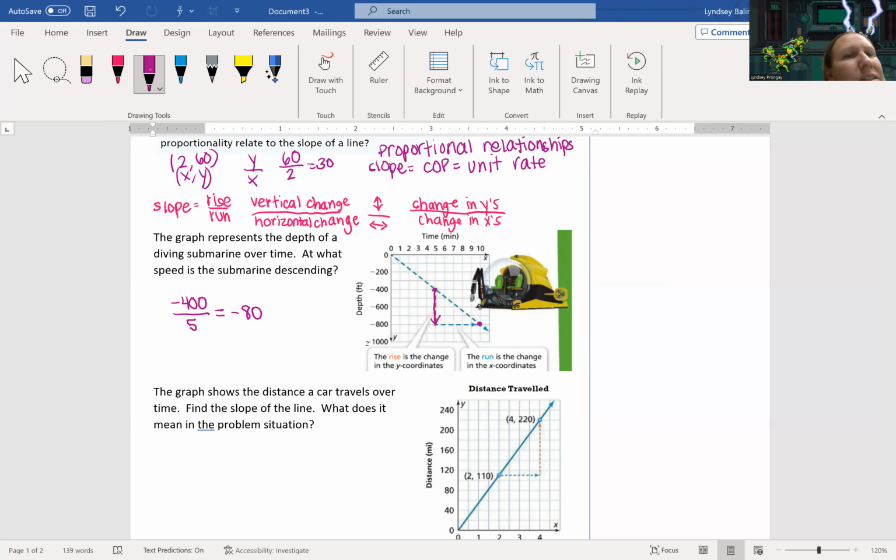But it's not just saying what's the slope, it's saying what's the speed. So we found the slope, but once again, we need to look at the axes to see what's happening here. The y was feet, the x was minutes, they put it at the top. And from there, we know that it's going to be negative 80 feet per minute. And as soon as you have a certain distance for a certain amount of time, that is a speed. So our answer here is negative 80 feet per minute.